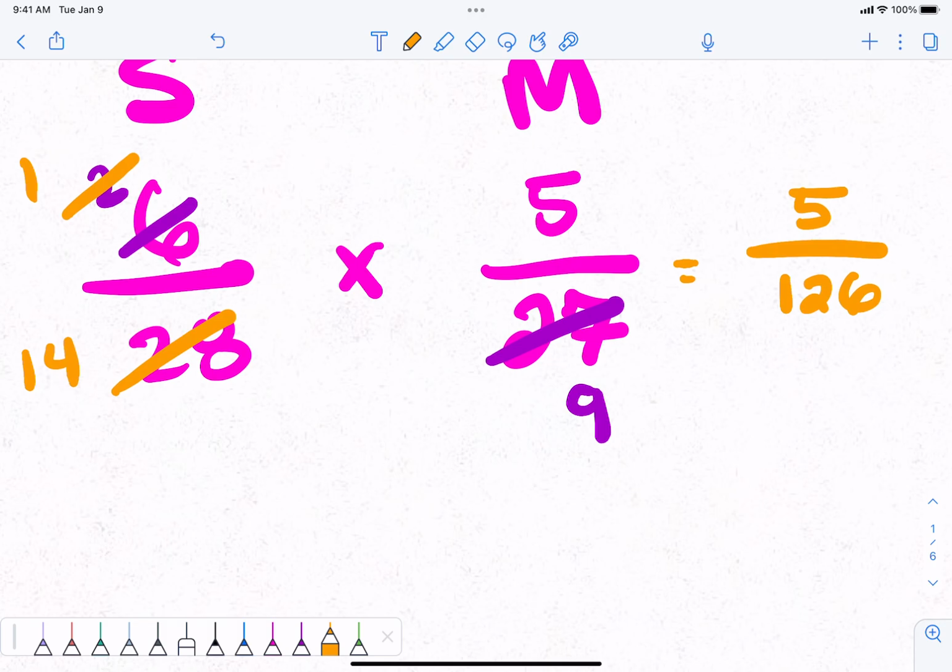126, I believe. Why do you reduce the 28 but not the 5? Because the 5 doesn't reduce with anything. The 28 is divisible by 2, and so is the 6. What can go into 5? Only 1 and 5. 5 is a prime number. You only reduce if you can reduce. So the answer is 5 over 126.